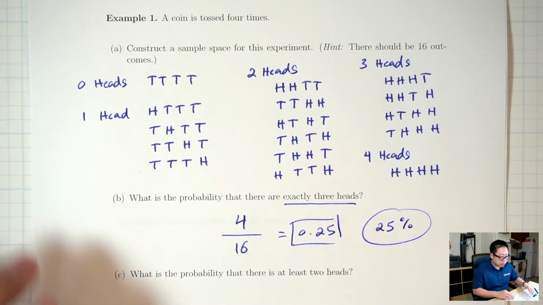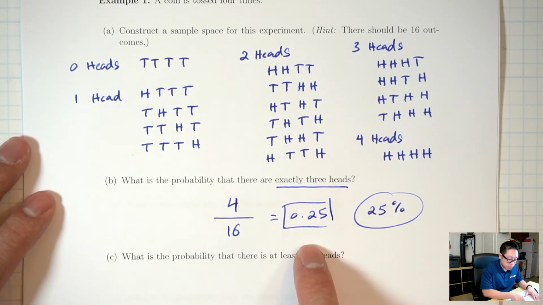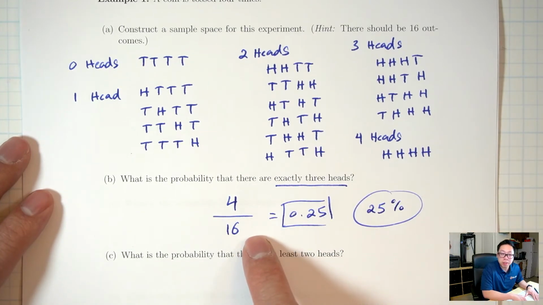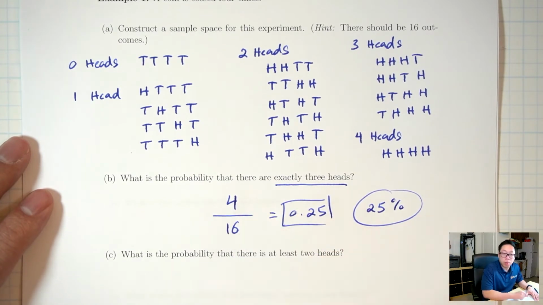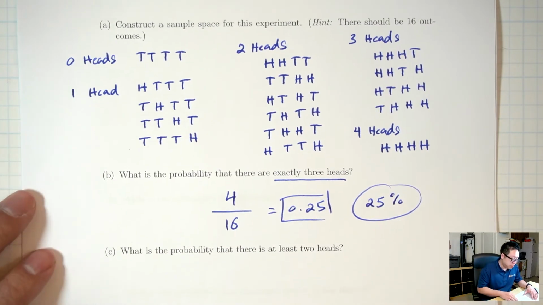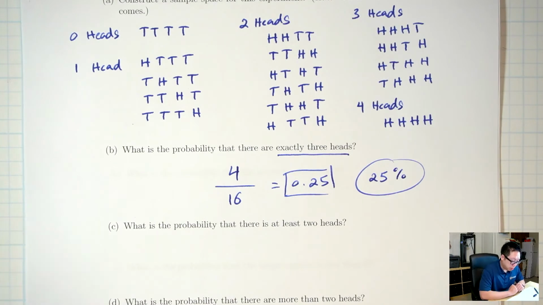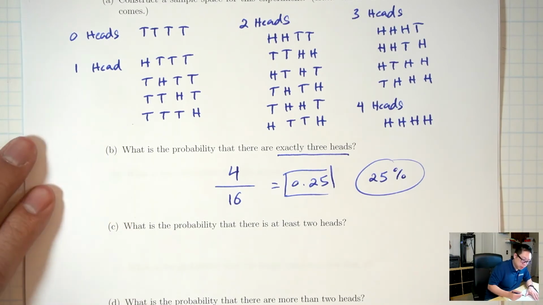Okay, so for this class, I know you know how to convert to a decimal and a percent, so we're not going to do that. You can leave all your answers as fractions. Okay, so for the lab, leave it as 4 over 16. You don't have to simplify the fractions either. Part C, what's the probability that there are at least 2 heads?